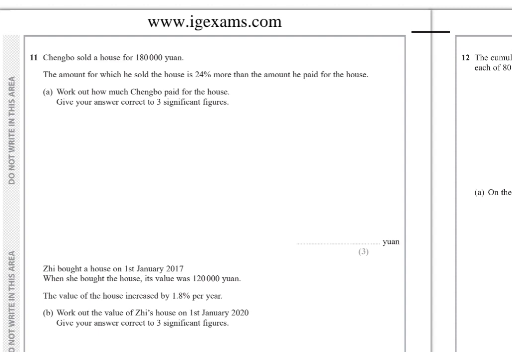So 24% more. This means it was 100 and increased by 24. Now 124. So write 180,000 below 124. Now we need to find the original price. So cross multiply method.